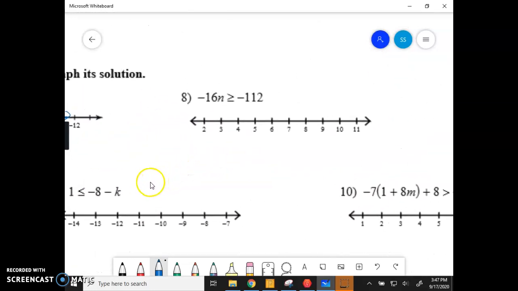All right, how about this one here? Only need to do one step here. We just need to divide by negative 16, divided by negative 16 on the other side. However, I'll put a little asterisk here because that's going to remind me that I need to switch the sign. Okay, so negative 16 divided by negative 16 is positive 1. I'm dividing by a negative to solve, so I need to switch the sign. And negative 112 divided by negative 16 is positive 7.